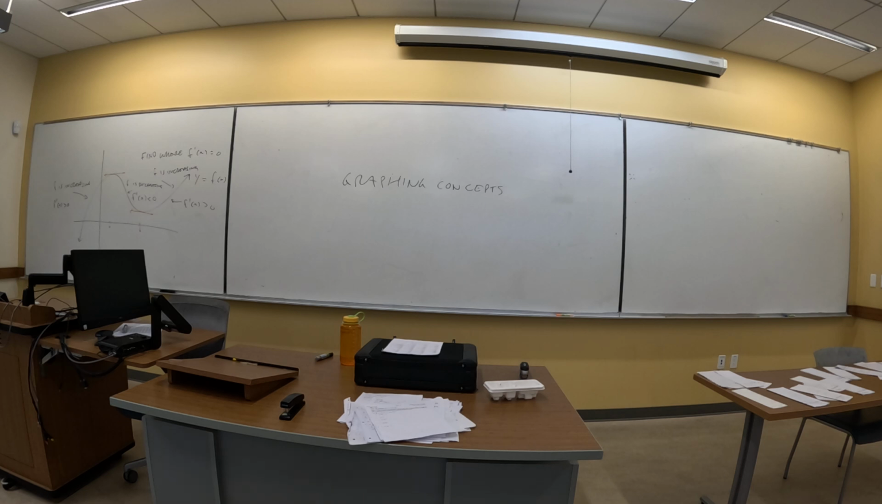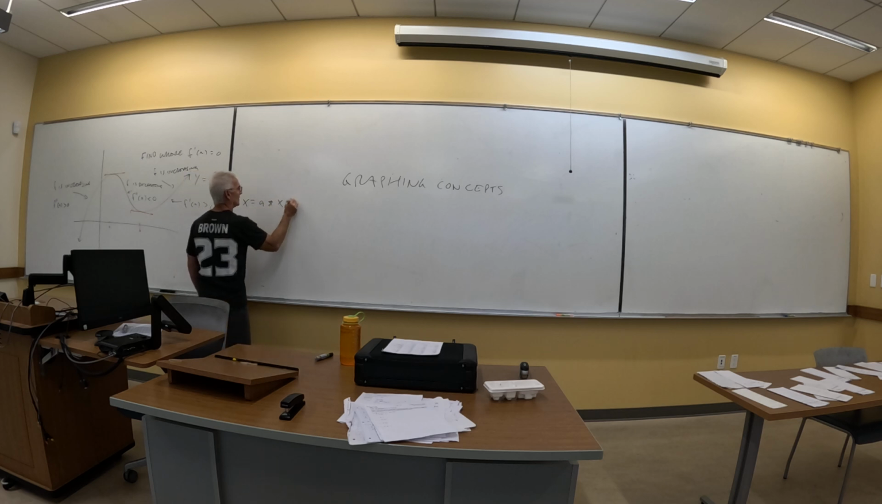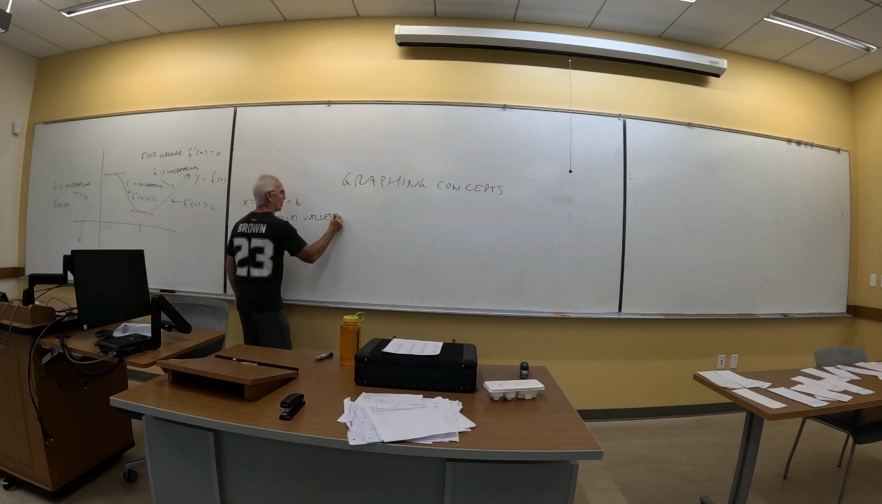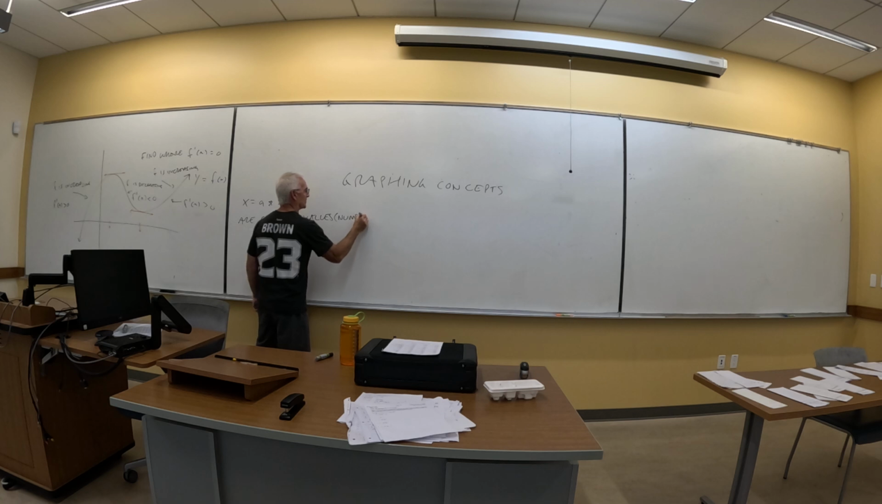Okay, we're going to stick with things that are not terribly complicated. So we have a name for these two guys here. We say that x equals a and x equals b are what are called critical values or critical numbers. Some books call them values, some call them numbers.